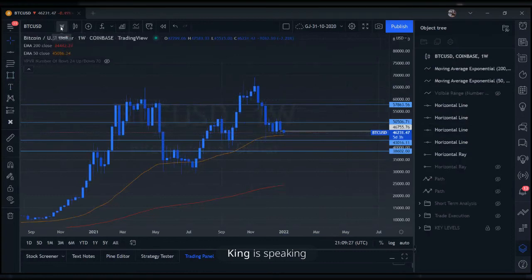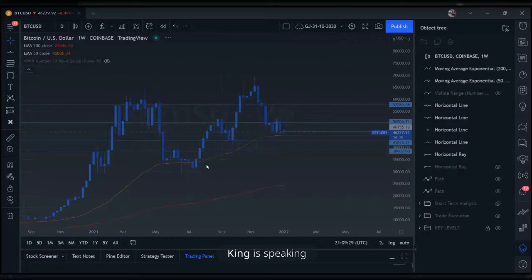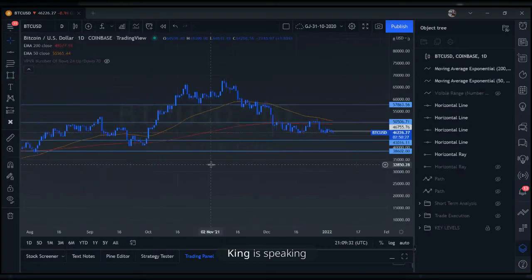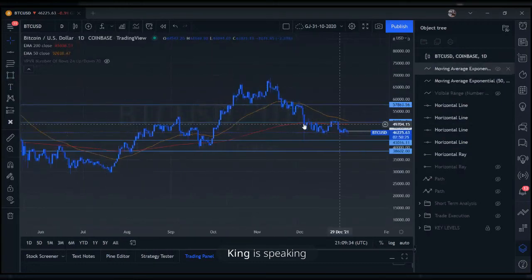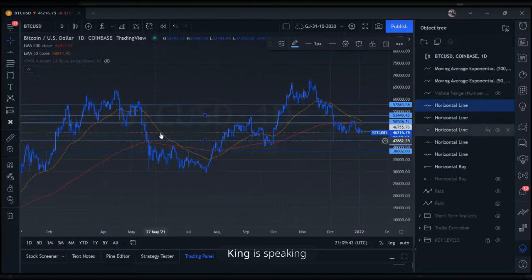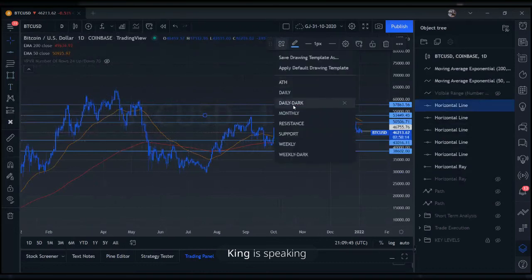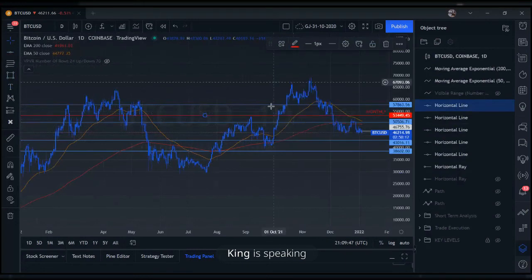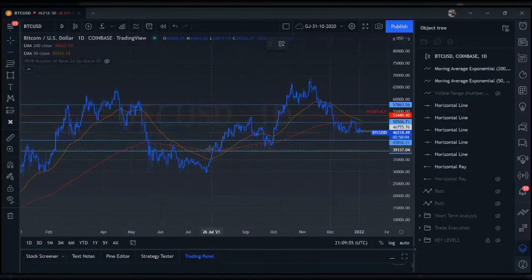So we've got the weekly here, go down into the daily and just pinpoint some of these levels and see if you can find any levels in between the ranges that could be key for a reaction afterwards. So I'm just going to change this to a different color. Just pick any one. This one's a monthly, but obviously it's not a monthly level that we're looking at.